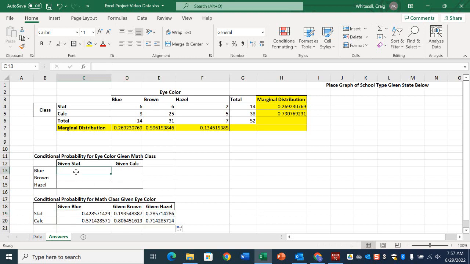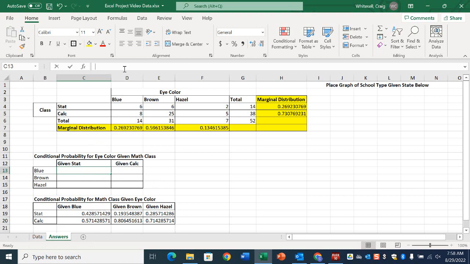Now, the way that this table's set up here, given the stat class, so given that we're talking about statistics students, what percent are blue, brown, and hazel-eyed individuals? Because this is vertical and this goes horizontal, there's not going to be a way that we can populate this unless I flip these around, okay? Unless I did given stat and then I did blue, brown, hazel. So if I had been a little bit smarter setting up this table, we could have done things a little bit more easily. But in terms of creating our graphs, this is actually going to be better, right?